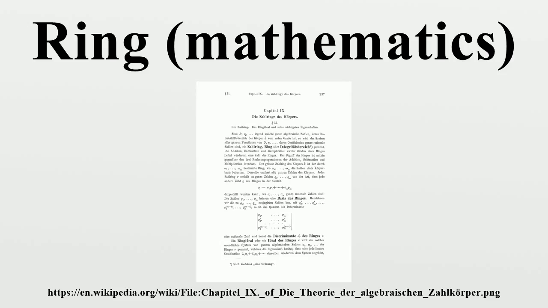2. R is a monoid under multiplication, meaning that (a · b) · c = a · (b · c) for all a, b, c in R. There is an element 1 in R such that a · 1 = a and 1 · a = a for all a in R. 3. Multiplication is distributive with respect to addition. a · (b + c) = (a · b) + (a · c) for all a, b, c in R. (a + b) · c = (a · c) + (b · c) for all a, b, c in R.